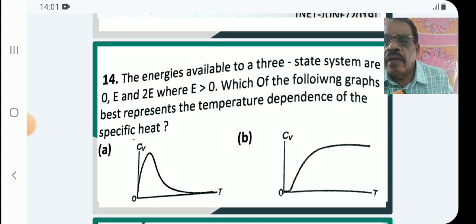Next question. The energies available to a three-state system are 0, E and 2E, where E is greater than 0. Which of the following graphs best represents the temperature dependence of the specific heat?